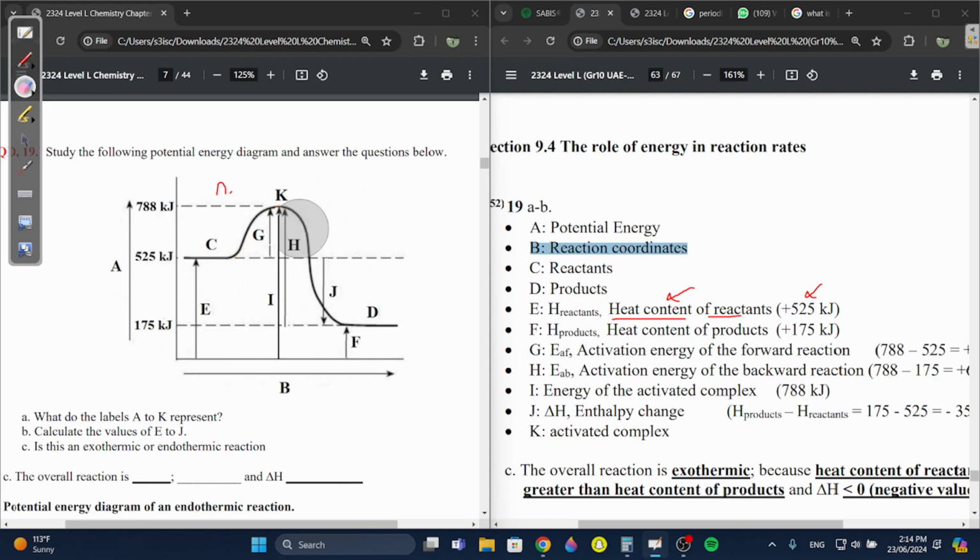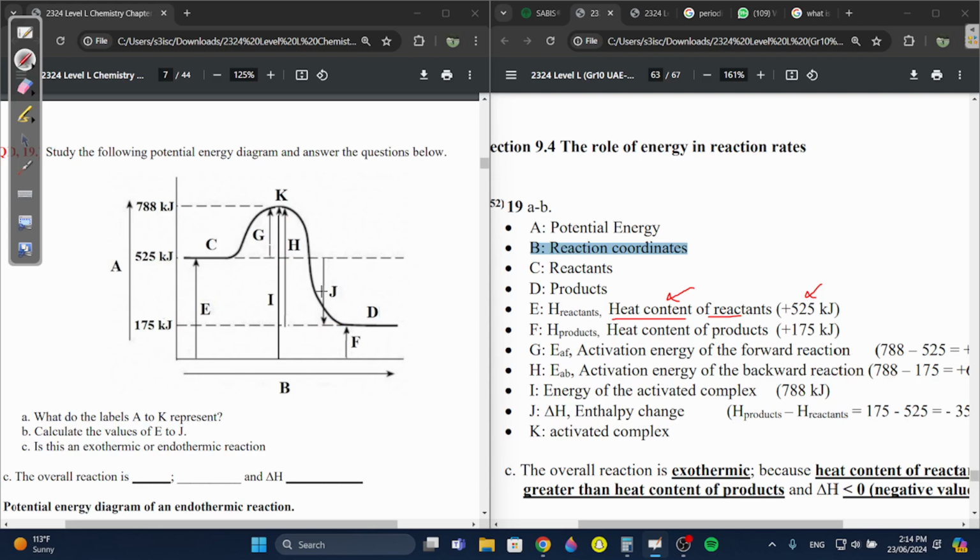Because there's two types of reactions. There's the forward, which is going like this, and then there's the backward, which is going like this. We're going forward, so we say this is the activation energy of the forward. Then let's look at H. It's going from the products to the activated complex. So isn't this also activation energy? Yes, it is. But now we're going backwards, so we call this the activation energy of the backward.